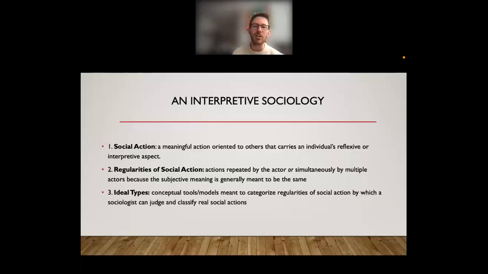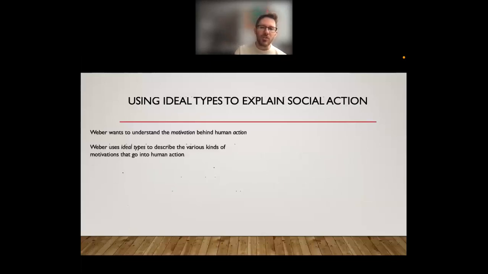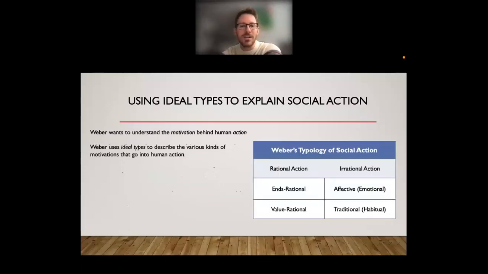Now, ideal types are a way to categorize those subjective meanings. So it's a conceptual model in which we categorize the subjective meaning so a sociologist can judge and classify the actual actions. Let's give the example. So, remember, Weber's trying to understand the motivation and the meanings behind action. He gives a typology, so ideal types, of 4 different kinds of action: 2 rational types of action and 2 irrational actions. Ends rational is for those kinds of action in which the actor has an end goal in mind that's different than the action itself.